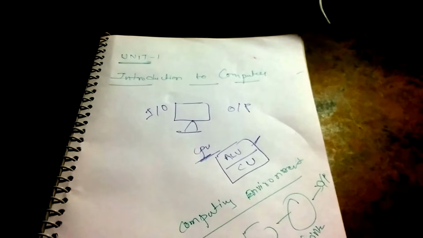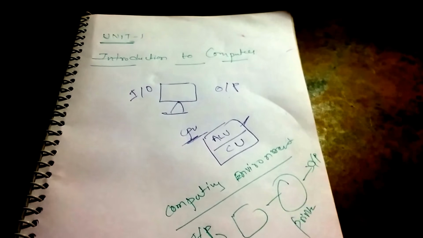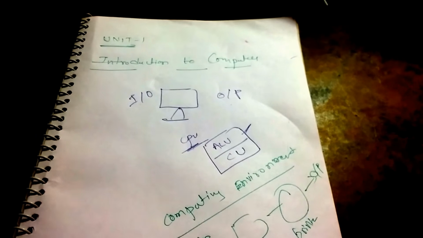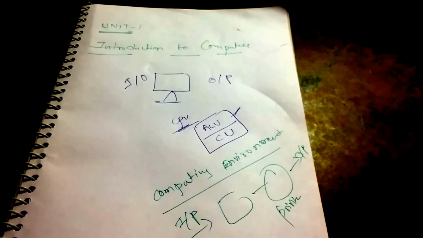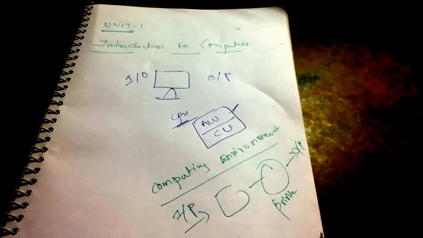Let's move into the formal definition of a computer. The computer is an electronic device that takes the input and gives output. What does a computer do? It takes the input and processes it and generates output. After taking the input, it stores it first before processing, and then it generates the output.